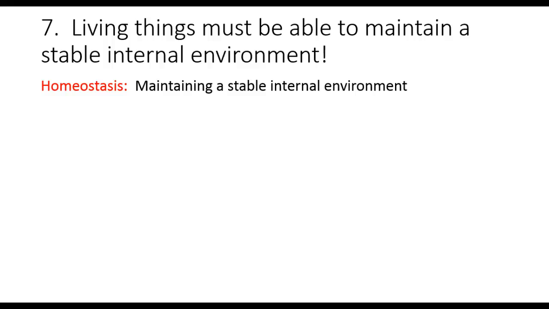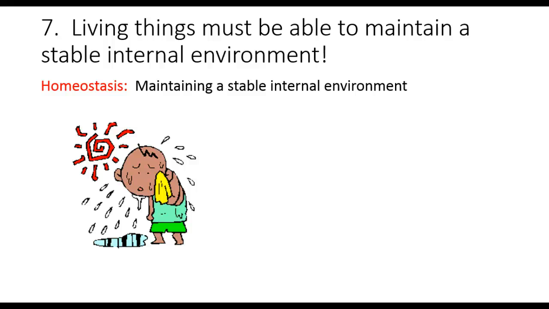So we're maintaining a stable internal environment, and humans have an internal core temperature of 98.6. Okay, so if we're too hot, our body temperature goes up, and our body knows that it doesn't want to be that hot, so what it will do is sweat and release the hot temperature within your body. So sweat helps cool you down in a way.